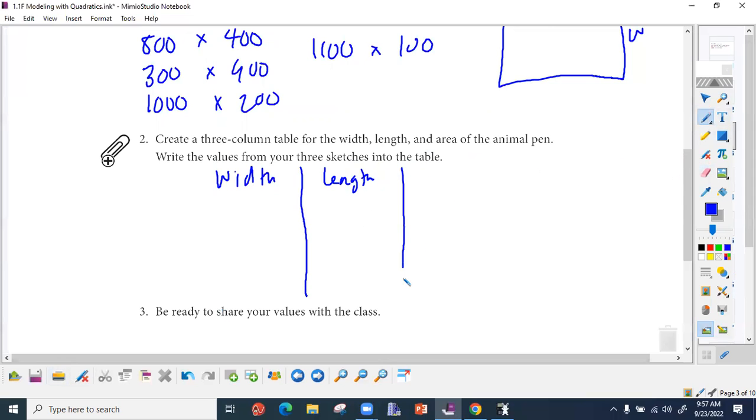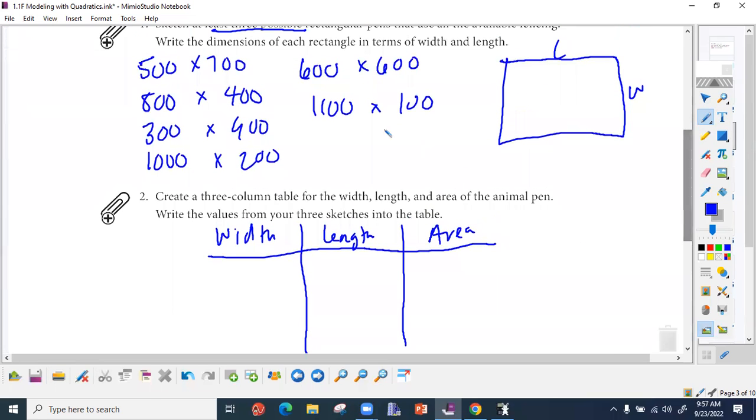And we have our area. So it wants us to make a 3-column table classifying these. When I look at this data, I can put it in some type of order, right? I can put it in order by length, or by width. I'm just going to go in numerical order.